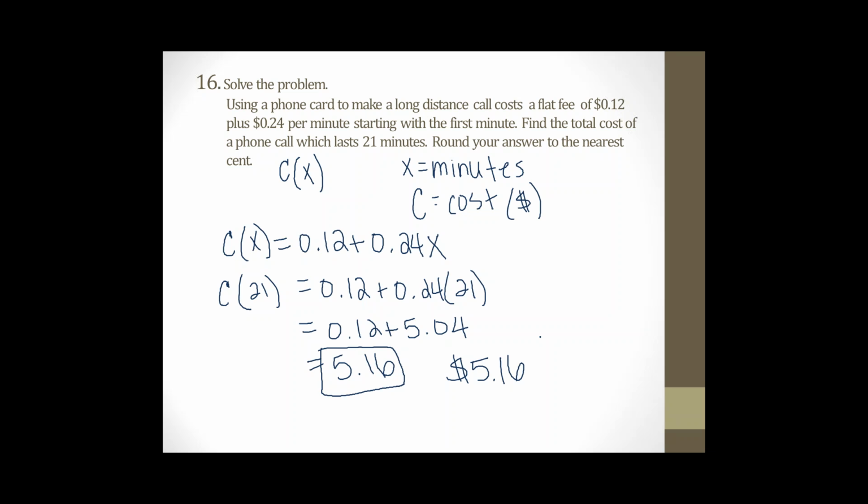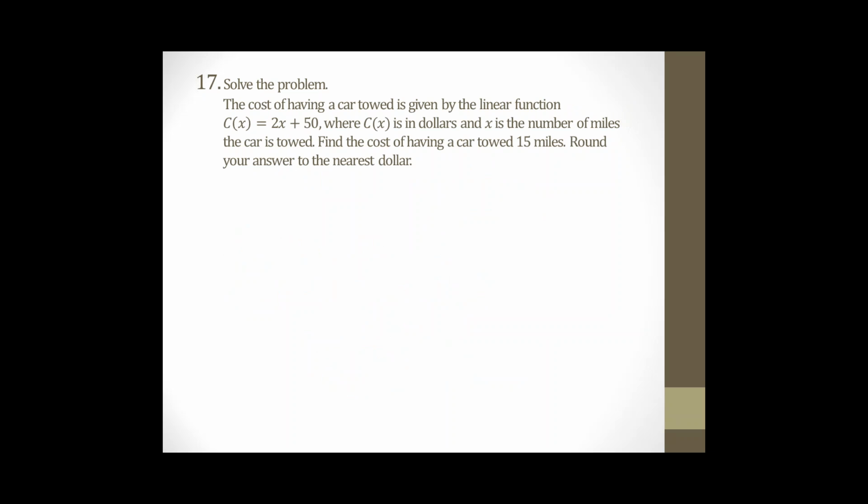All right, let's move on to number 17. More fun. So the cost of having a car towed is given by the linear function c of x equals 2x plus 50, where c of x is in dollars and x is the number of miles the car is towed. Find the cost of having a car towed 15 miles and round your answer to the nearest dollar.